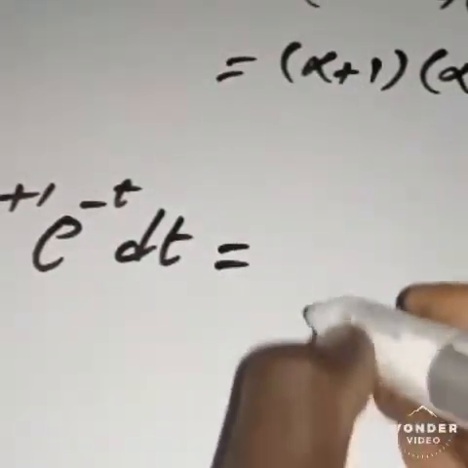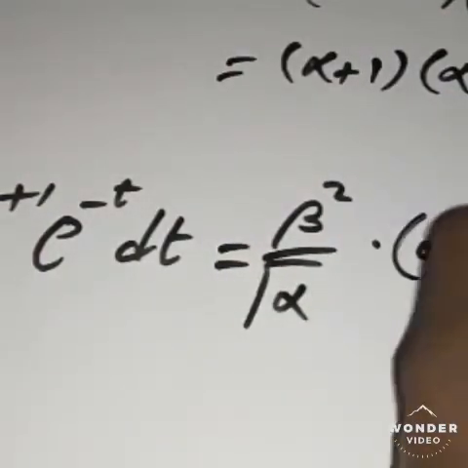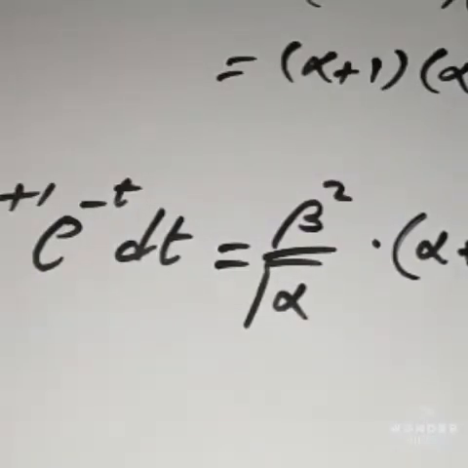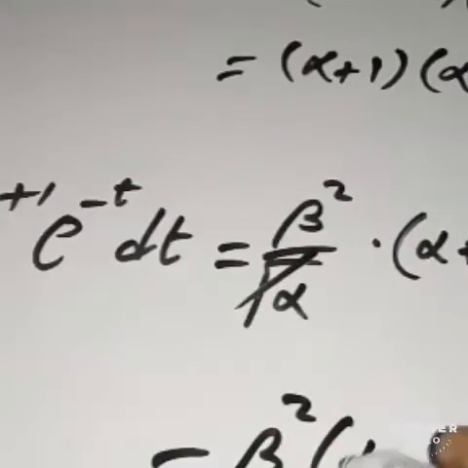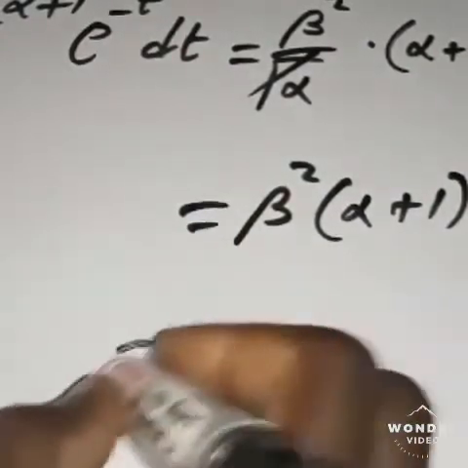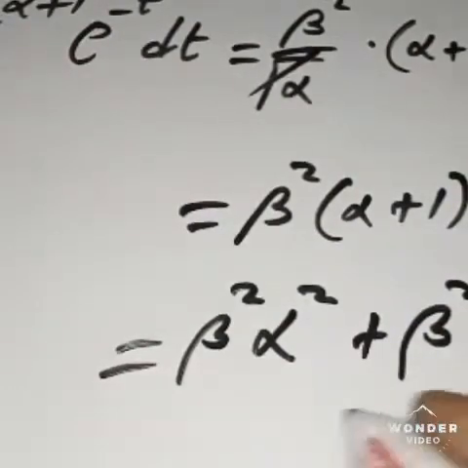Therefore the result, beta squared over gamma of alpha times the integral from 0 to infinity of t to the power alpha plus 1, e to the power of negative t, dt, can now be written as beta squared over gamma of alpha times alpha plus 1, alpha, gamma of alpha. When you look at this line, gamma of alpha will cancel gamma of alpha, leaving us with beta squared times alpha plus 1 times alpha, and this can be written as beta squared alpha squared plus beta squared alpha.